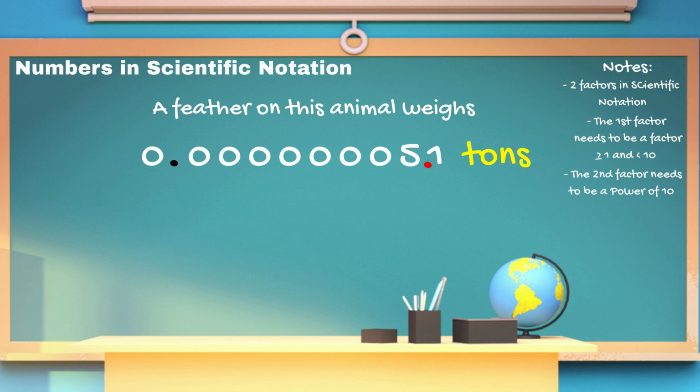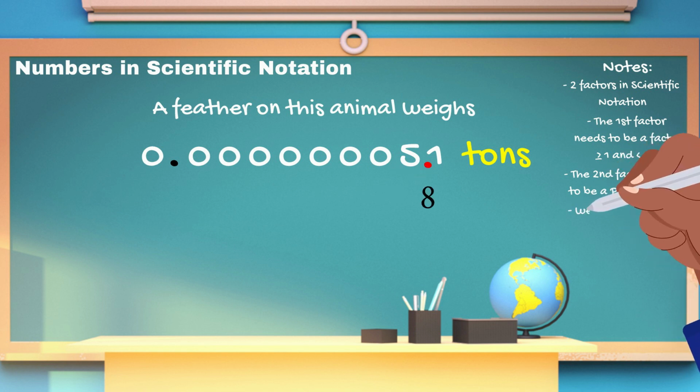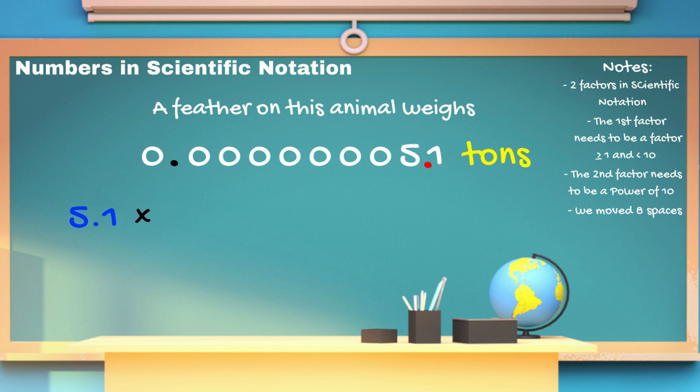So let's do that. And count. 1, 2, 3, 4, 5, 6, 7, 8. 8 spaces. So our first factor is going to be 5.1, a number greater than or equal to 1, but less than 10. Now for our second factor, which is a power of 10, and we find that by counting the amount of spaces we had to move.